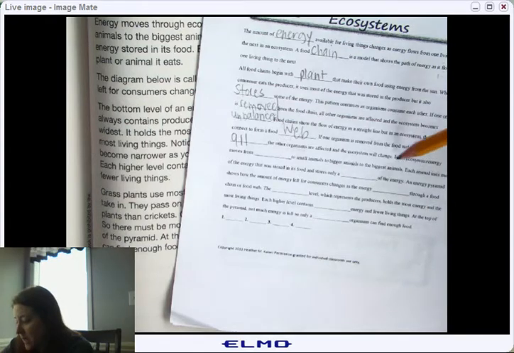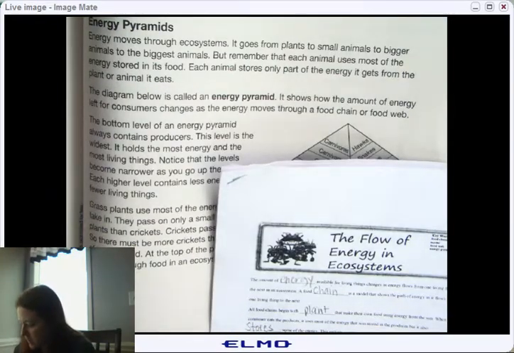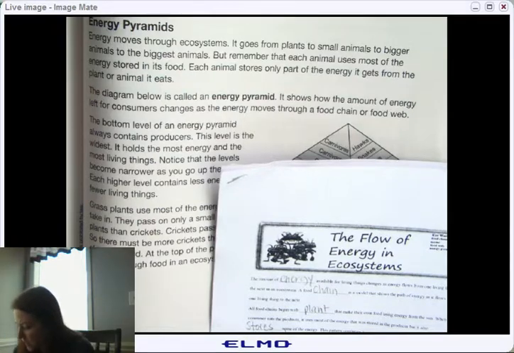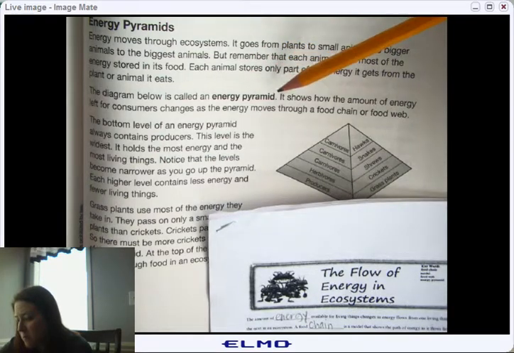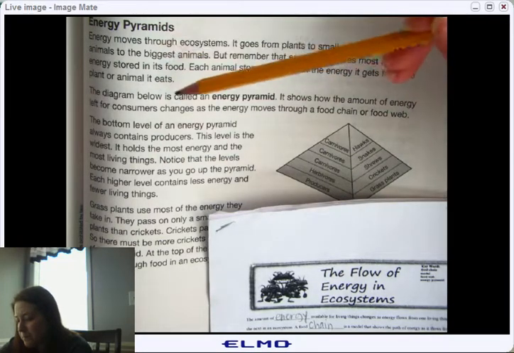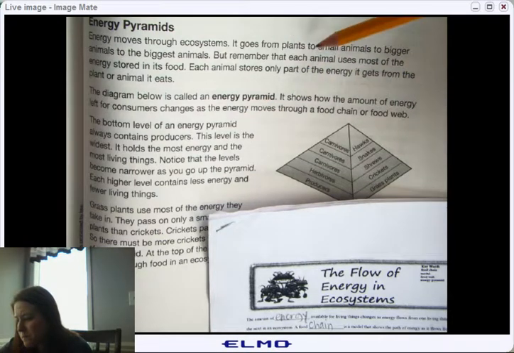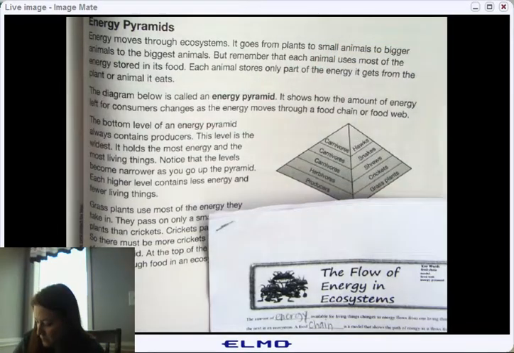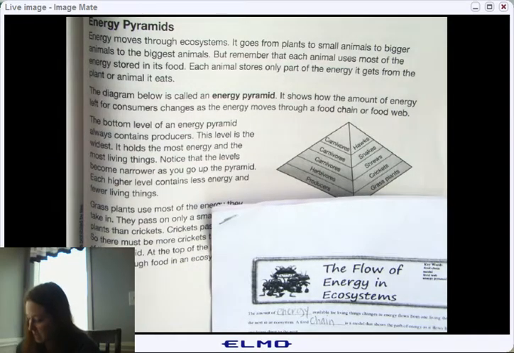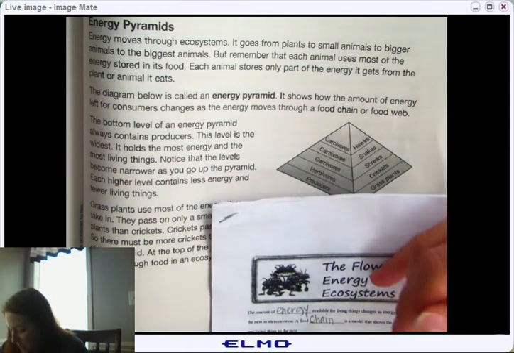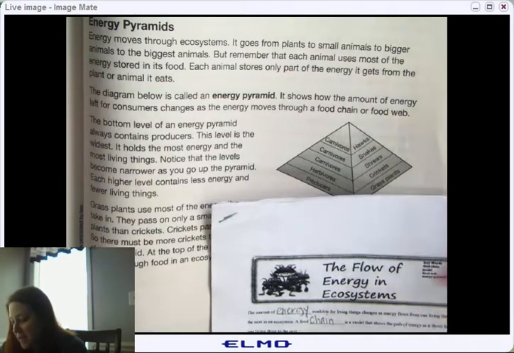So, in an ecosystem, energy moves from plants to smaller animals to bigger animals and the biggest animal. Each animal uses most of the energy that is stored in its food and stores only a part of the energy.